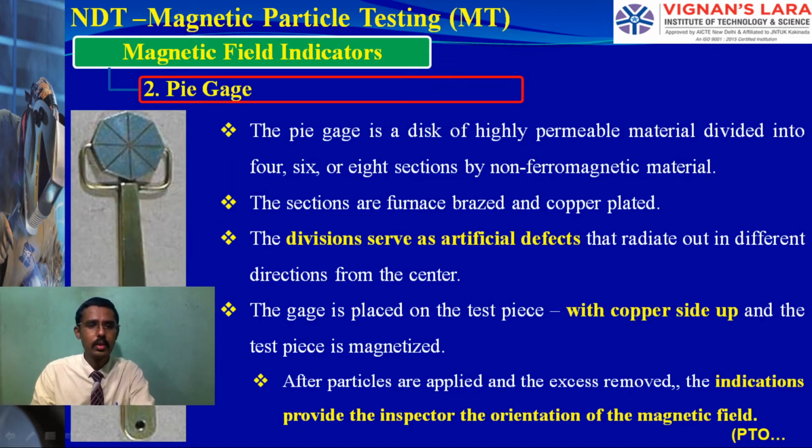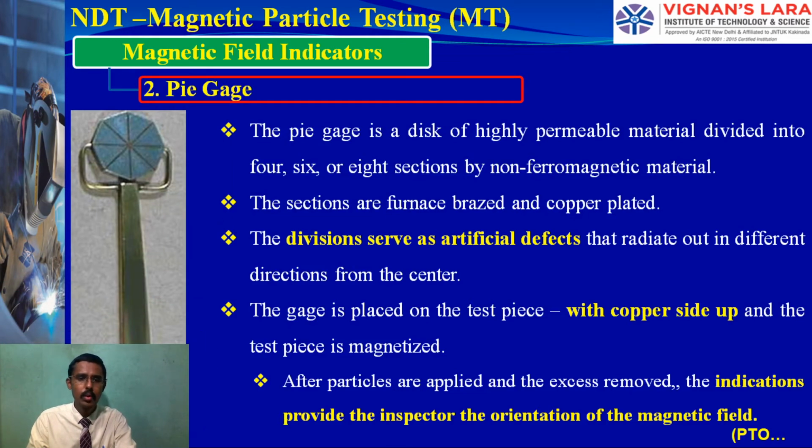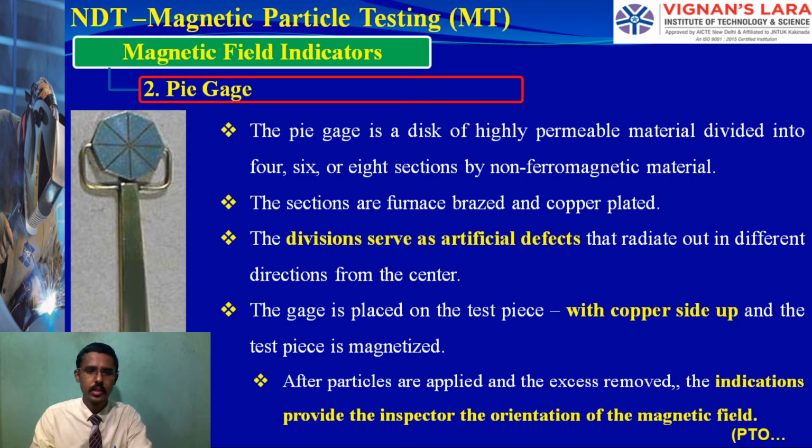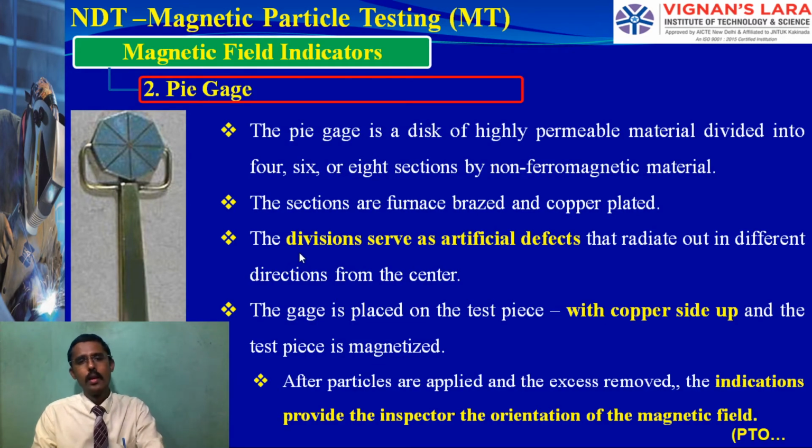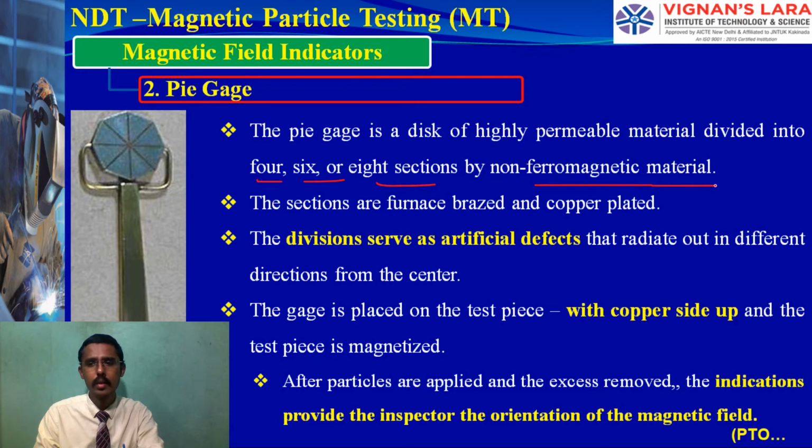Next we come to understanding the pi gauge. It is one of the important things. The pi gauge is a disc of a highly permeable material divided into 4, 6, 8 sections by non-ferromagnetic material. The sections are furnace brazed and copper plated, which is a good conductive material also. The division serves as artificial defects that radiate out in different directions from the center.